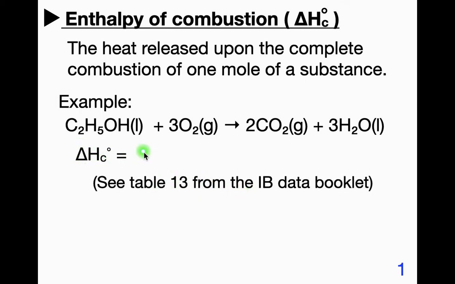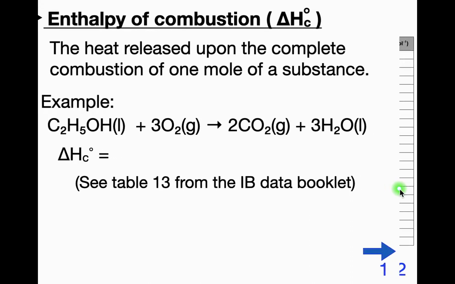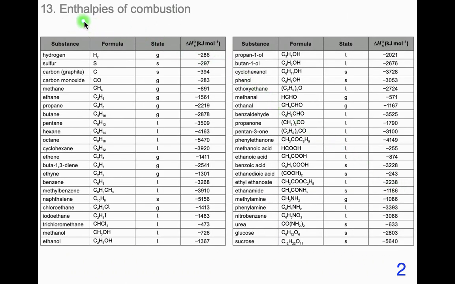Now we can look up the enthalpy of combustion from table 13 of the IB data booklet. So let's take a look at that. This is table 13, and we simply have various substances listed here with the enthalpy of combustions. The enthalpy of combustion, again, is in kilojoules per mole. So this is the amount of energy that's released when we burn 1 mole of a substance. The one that we were just looking at, ethanol, is down here. It's a negative 1367 kilojoules per mole.